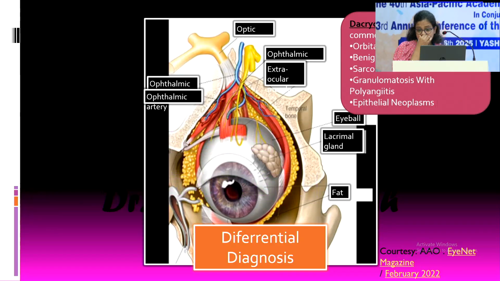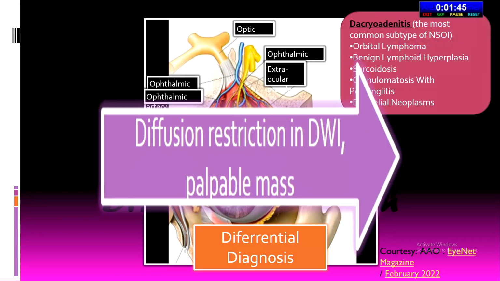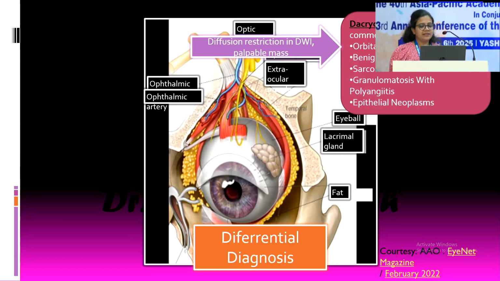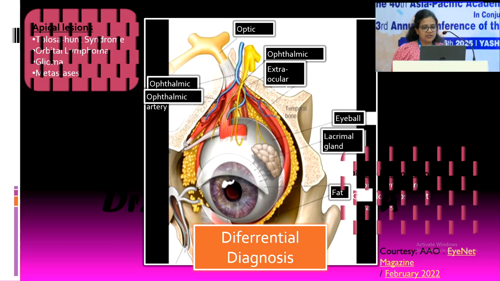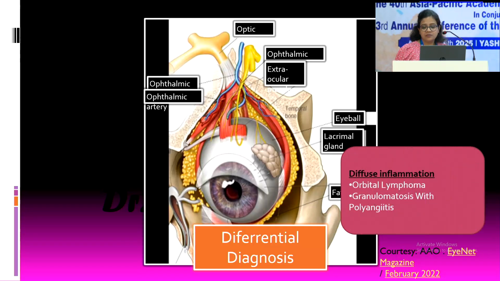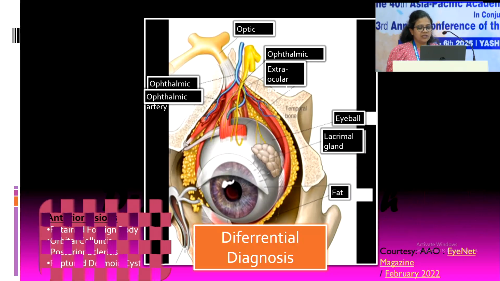Now, when we have a case of dacryoadenitis of NSOI origin, then we must always rule out orbital lymphoma, where we can see a palpable mass and a trailing sign on the image. And there is diffusion restriction in orbital lymphoma because the mass is densely packed. The apical lesions include orbital lymphoma or metastasis or Tolosa-Hunt syndrome, which shows a waxing and waning progression. Diffuse inflammation may be in the form of granulomatosis, or anterior lesions in the form of cellulitis.